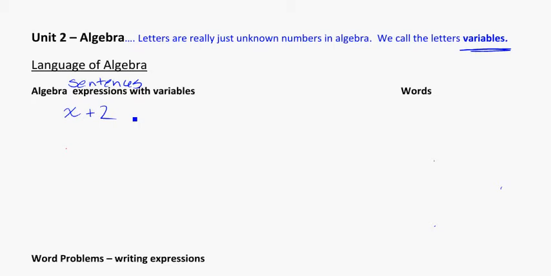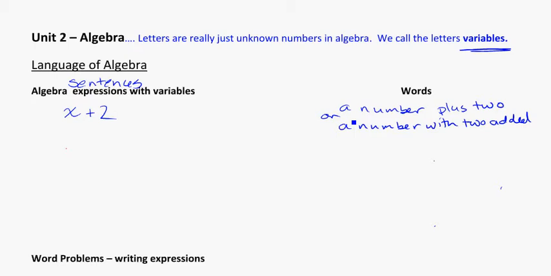So this one's a pretty straightforward one to start with. X being a number we don't know, plus 2. So if we wanted to write out what that means in words, we would say a number plus 2. Or we could say a number with 2 added. Okay, so two ways to write that. They both basically mean the exact same thing.